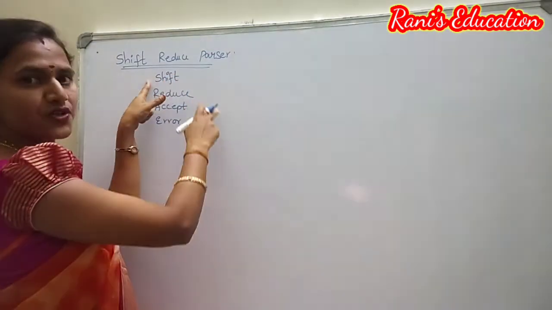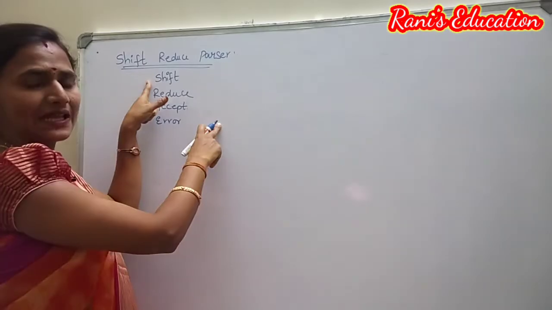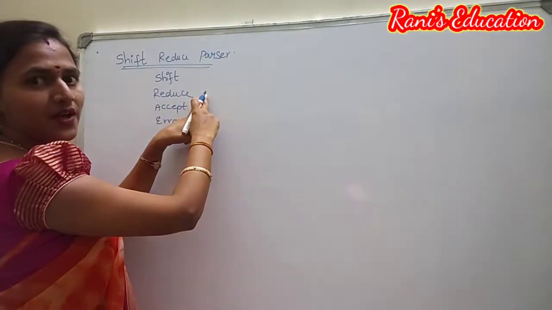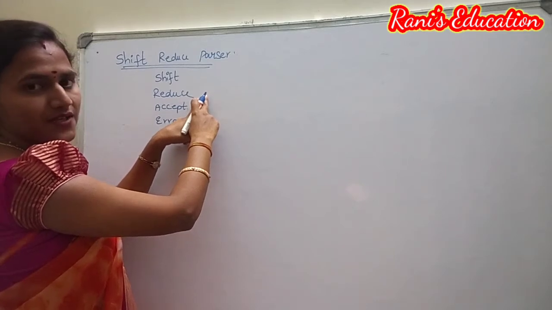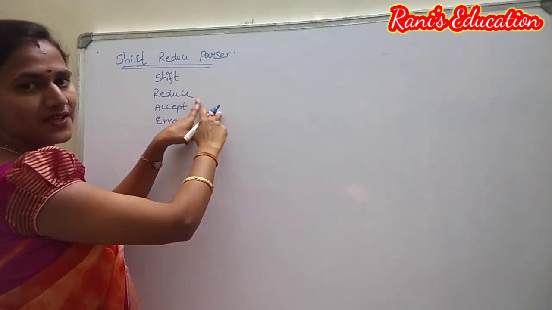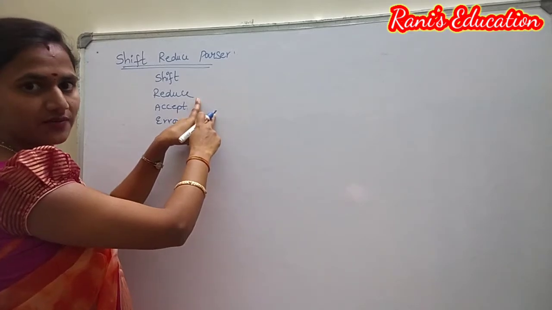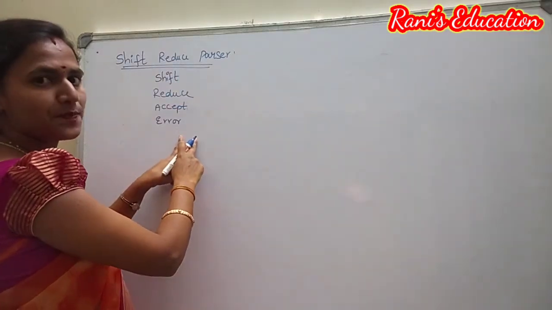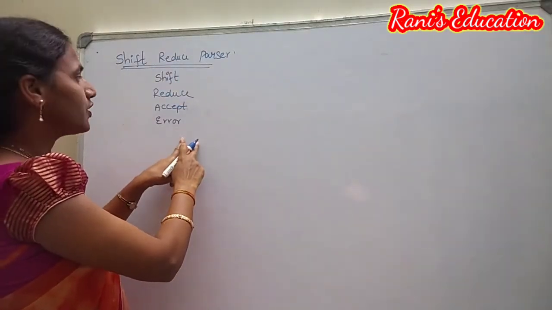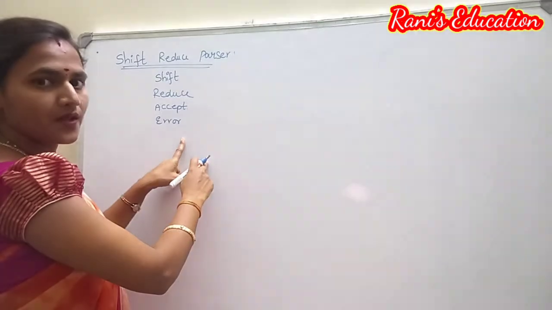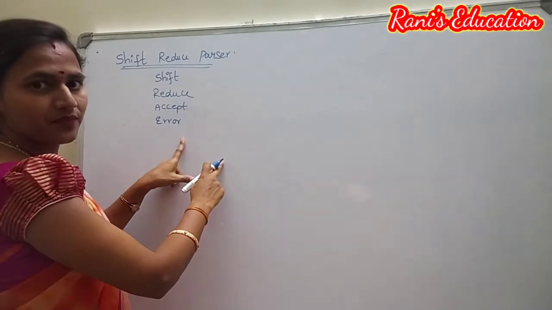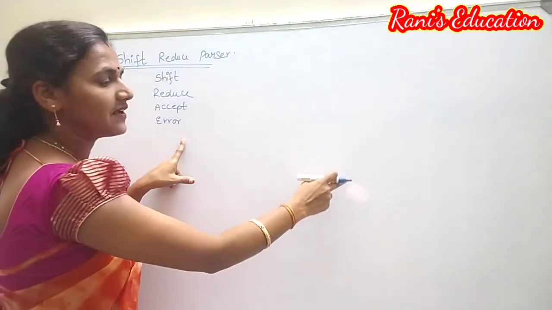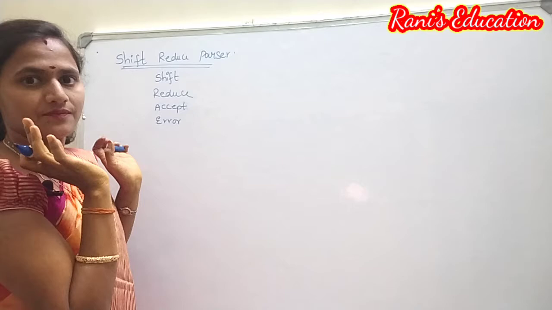Normally the shift action is used only for shifting the next symbol onto the top of the stack, and reduce is used for reducing the production. That is, the RHS is going to be replaced by the LHS of that production. Then go for accept. So in the shift reduce parser, at last, if the stack contains the start symbol of the grammar and the input string contains dollar, then only we can say that the string is accepted.